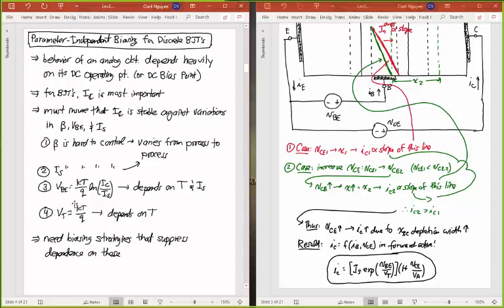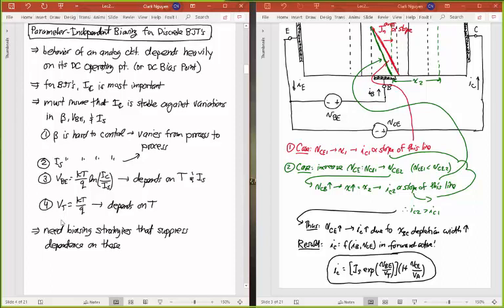So VT is kT over q. And so VT depends on temperature, so VBE depends on temperature quite a bit, because VT depends on temperature. Okay, and so when we make a strategy to bias up a transistor to get a certain collector current IC, it's important that we create a circuit that suppresses the dependence on beta and IS and VBE. Right? If we can create a circuit that suppresses the dependence on them, then we can make sure that IC stays constant with time, with environmental changes.